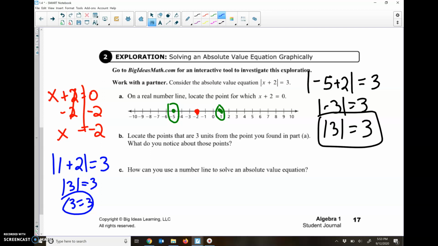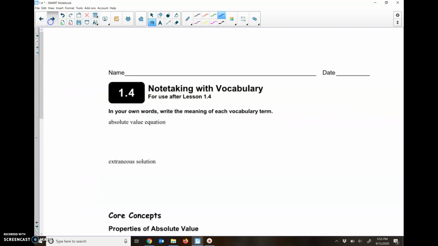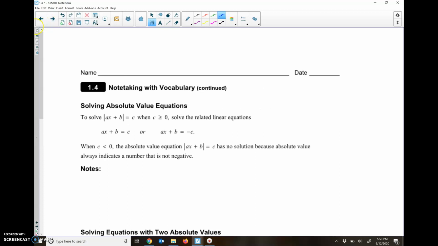So -5 plus 2 is -3. Absolute value of -3 is +3. 1 plus 2 is 3. Absolute value of 3 is 3. Okay, so that's kind of one way to think about it. I'll explain another way here in a second. If we look at the example problems.